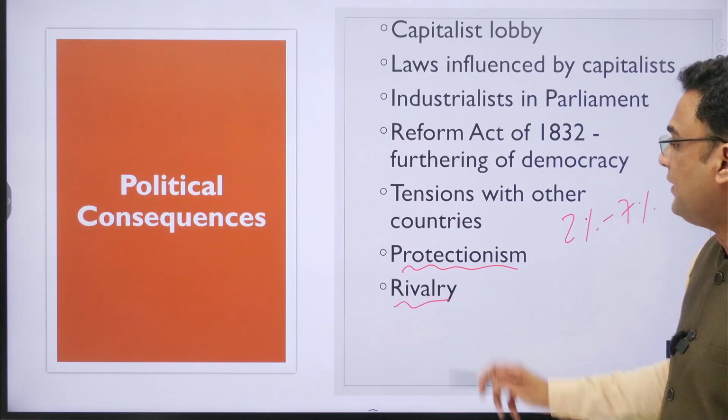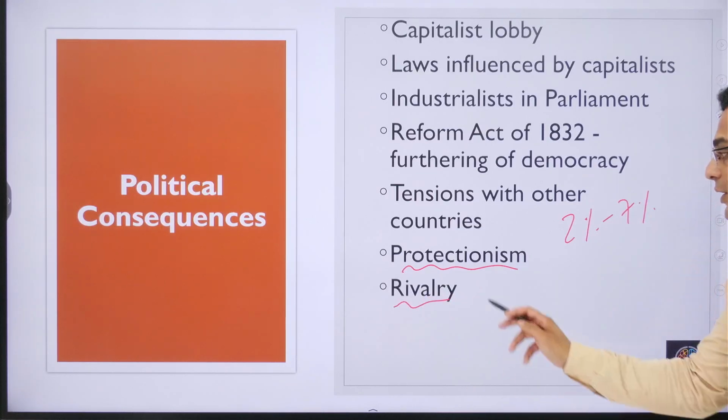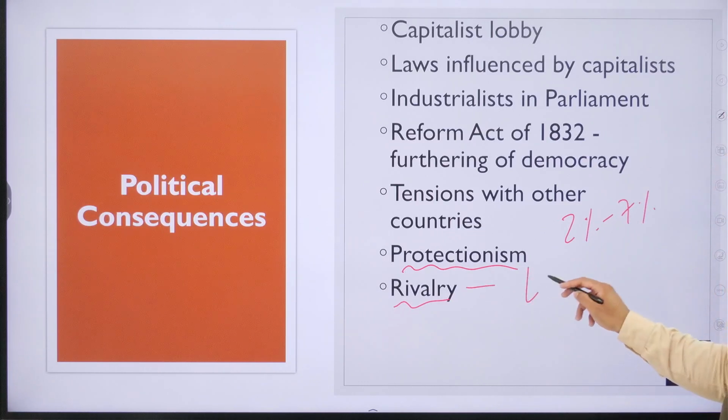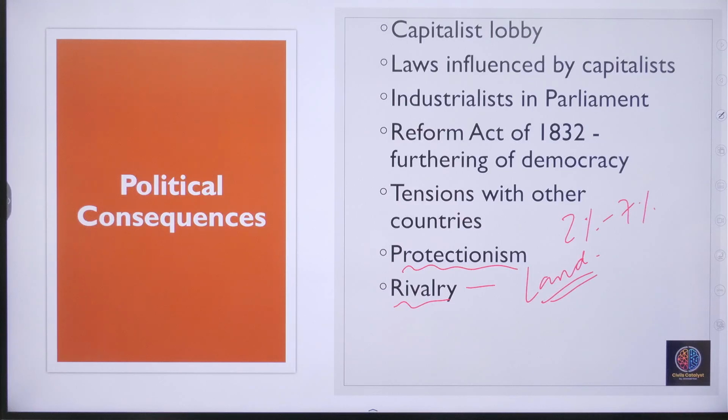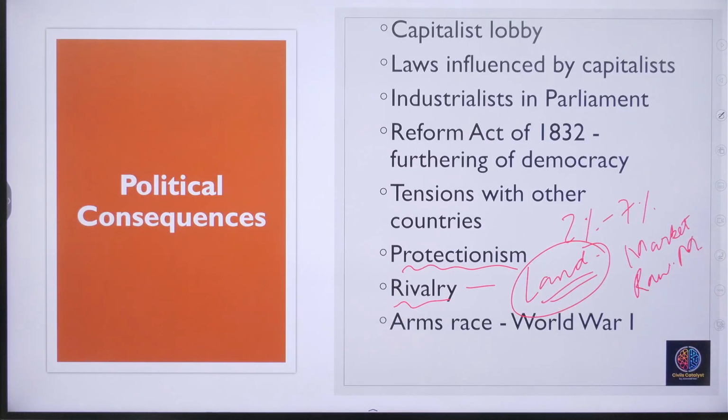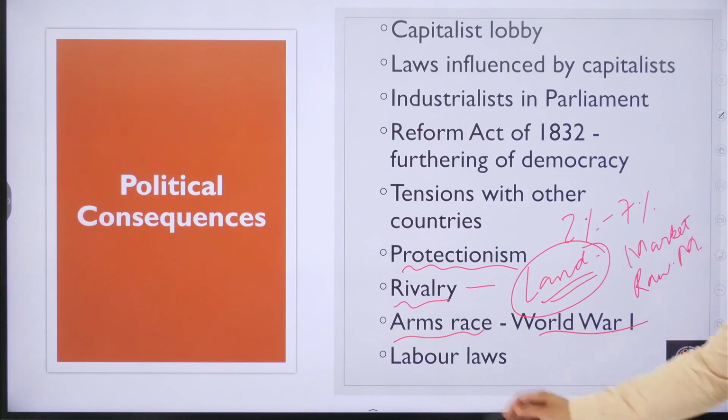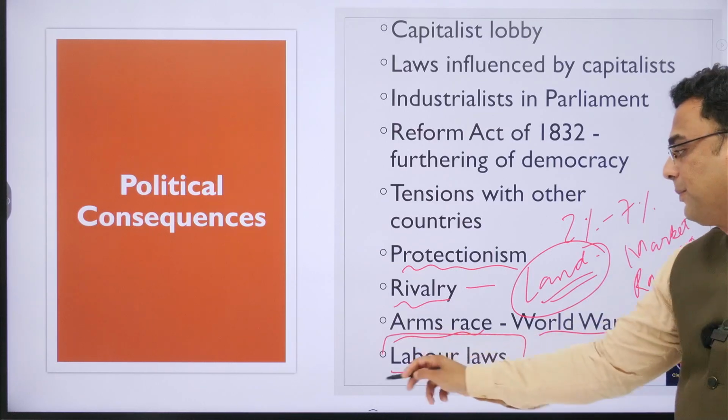A rivalry started between different countries. Each country wanted to have more and more land, more and more territory, and this led to conflict between the two. Why do they want land? Because they want markets, they want raw materials. This led to rivalry between countries. This rivalry led to an arms race and ultimately World War I, as we just saw. Okay.